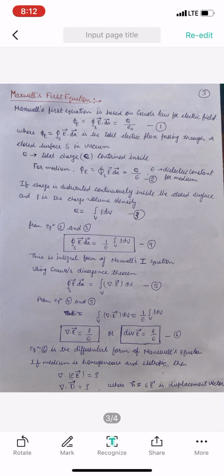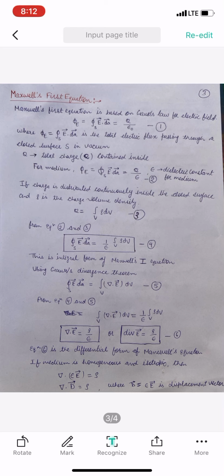If the medium is homogeneous and isotropic, then it will be replaced by divergence dot epsilon E is equal to rho, where epsilon E will be equal to D, where D vector is the displacement vector. It is defined as D vector is equal to epsilon E vector.